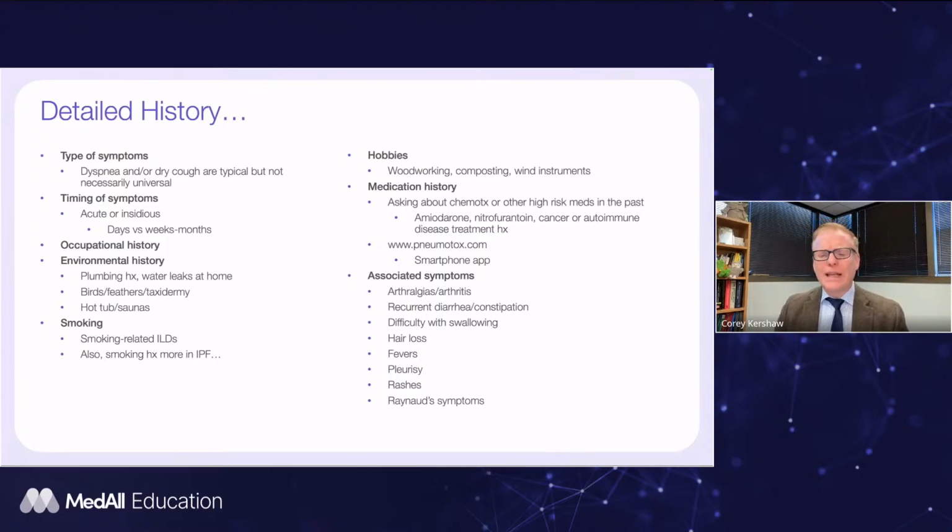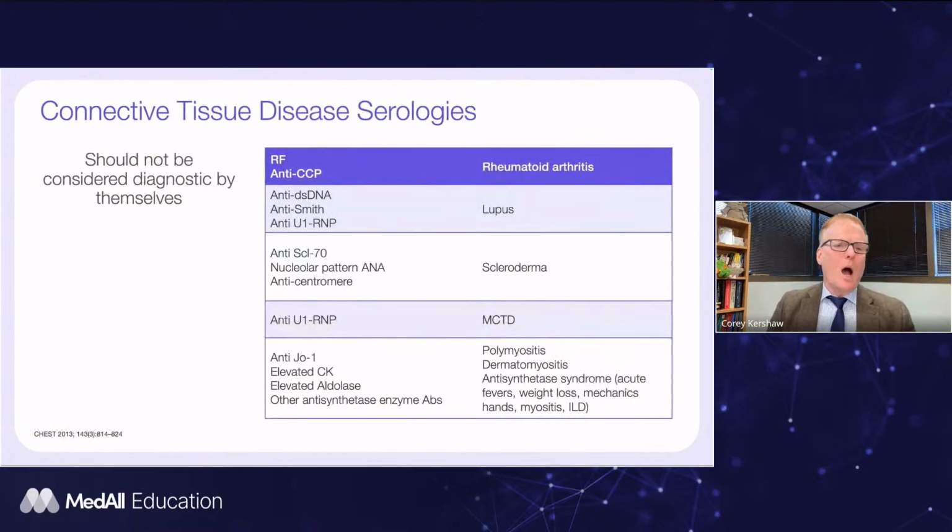Associated symptoms, and this really gets at other causes for the ILD. A lot of the things you see here symptom-wise are related to autoimmune diseases. So if someone has arthritis, difficulty with swallowing, recurrent fevers, or pleuritic type chest pain, that may point toward an autoimmune disease. That should be a red flag that we need to pursue a little further.